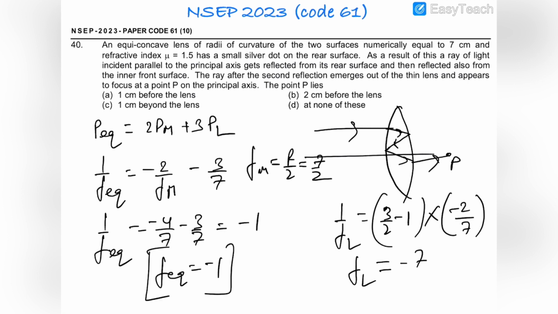So we can see that this system is behaving like a concave lens of focal length minus 1, and therefore the ray which is coming parallel to the principal axis will finally get focused at the focus before the lens. So it would be 1 centimeter before the lens. So the correct answer is A. Now we move on to the next question.